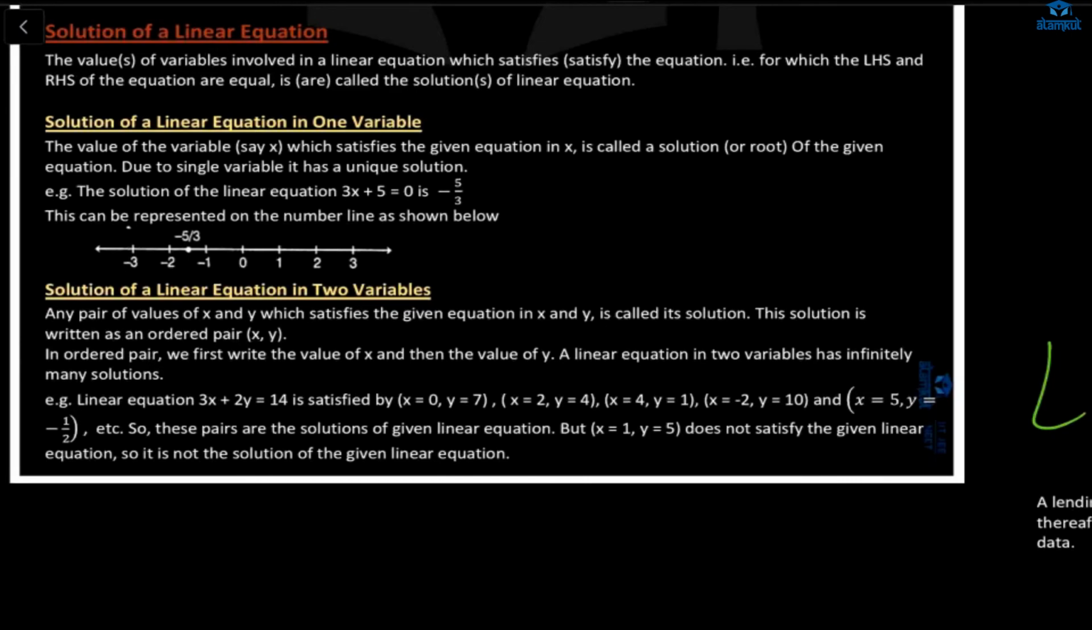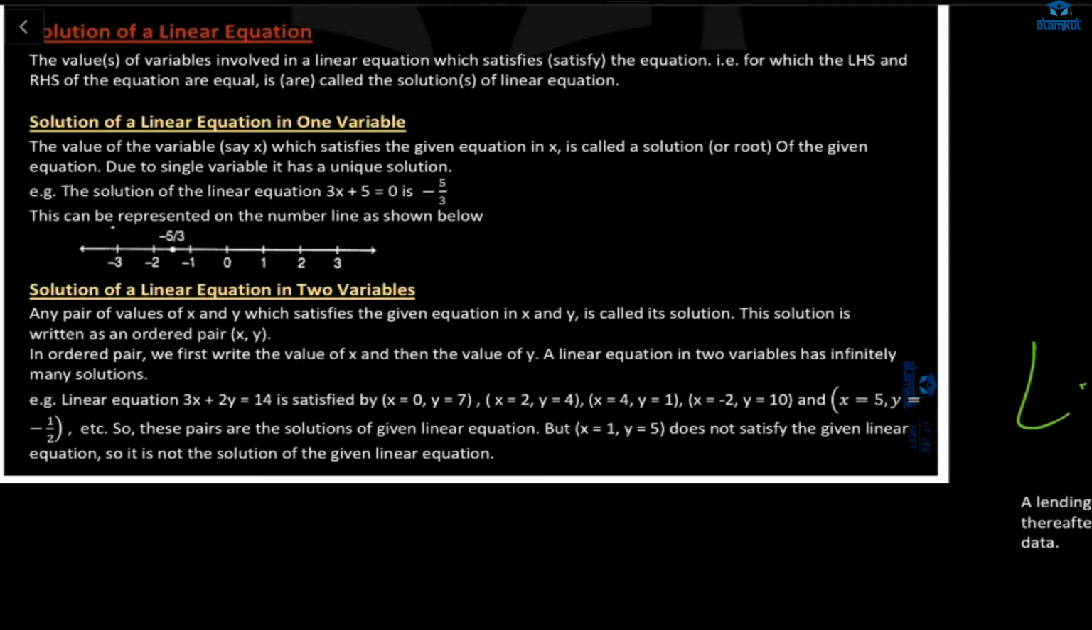Now let's first see the solution of a linear equation in one variable. The value of the variable, say x, which satisfies the given equation in x is called the solution of the given equation. It may be x, it may be y, it may be z. Due to the single variable, it has a unique solution, and for a single variable there will be only one solution.